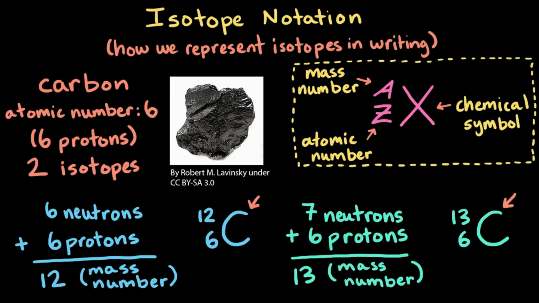Notice that the chemical symbol and atomic number share the same information, the identity of the element, and are the same for both isotopes. But the mass number is different for each isotope depending on the number of neutrons.